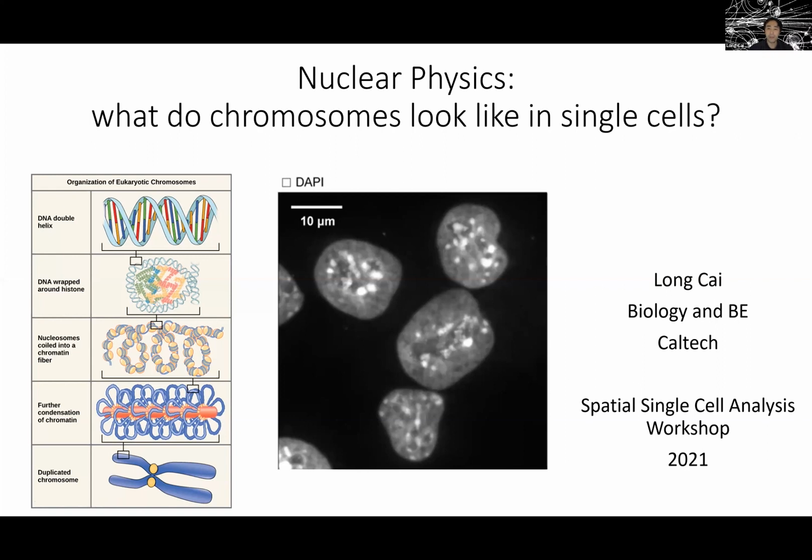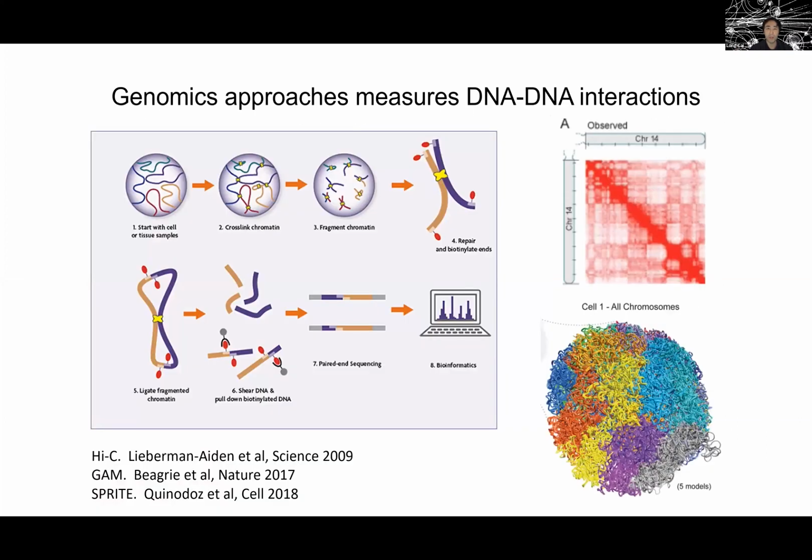And so what we know so far is a lot of it is based on genomics, where you use different methods to analyze the interactions between DNA loci, and this is by Hi-C, GAM, or SPRITE, and you can generate these contact maps, these block-like structures, and from that you can computationally reconstruct what the chromosome is supposed to look like, constrained by these contact maps.